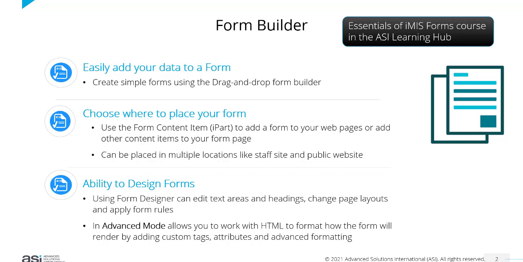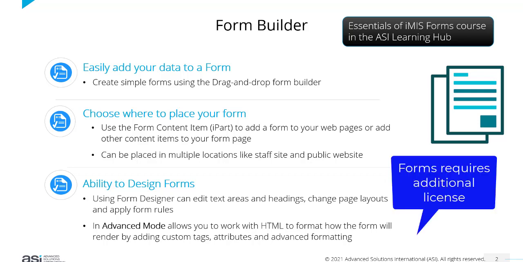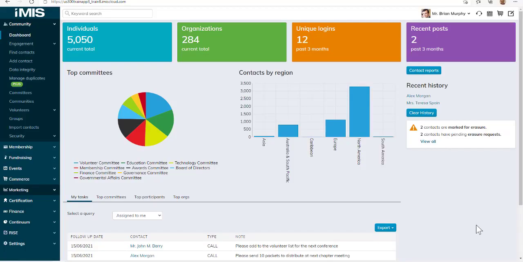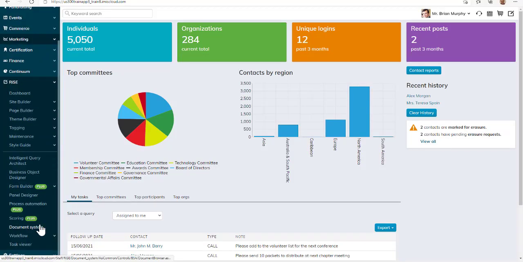We do have a course in the ASI Learning Hub called The Essentials of iMIS Forms, but I'm going to give you a little bit of a tour of forms now. Just note, iMIS Forms is an additional license module, so contact your AISP or your ASI Performance Improvement Leader to find out more about getting forms for your system. If you do have Form Builder, you'll find it in your staff site under Rise, Form Builder.